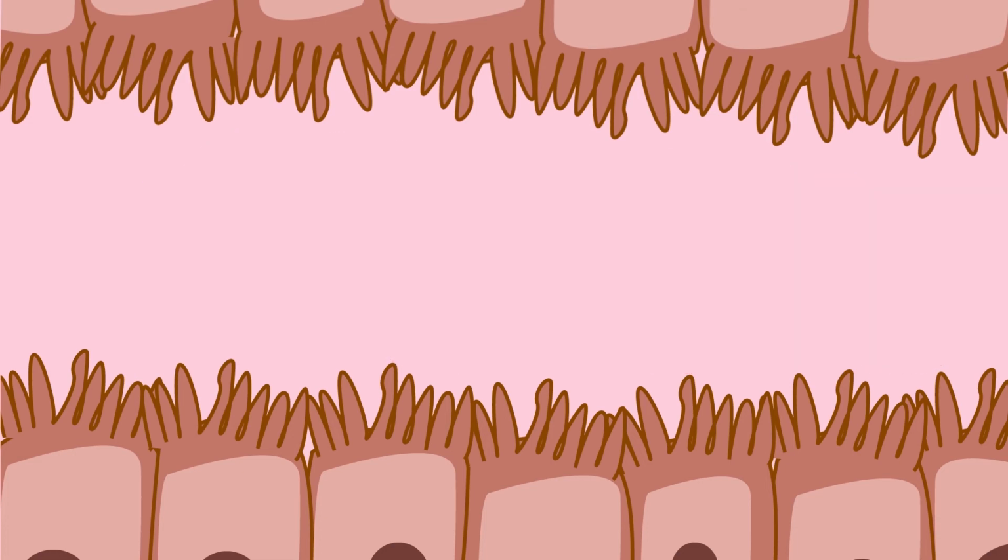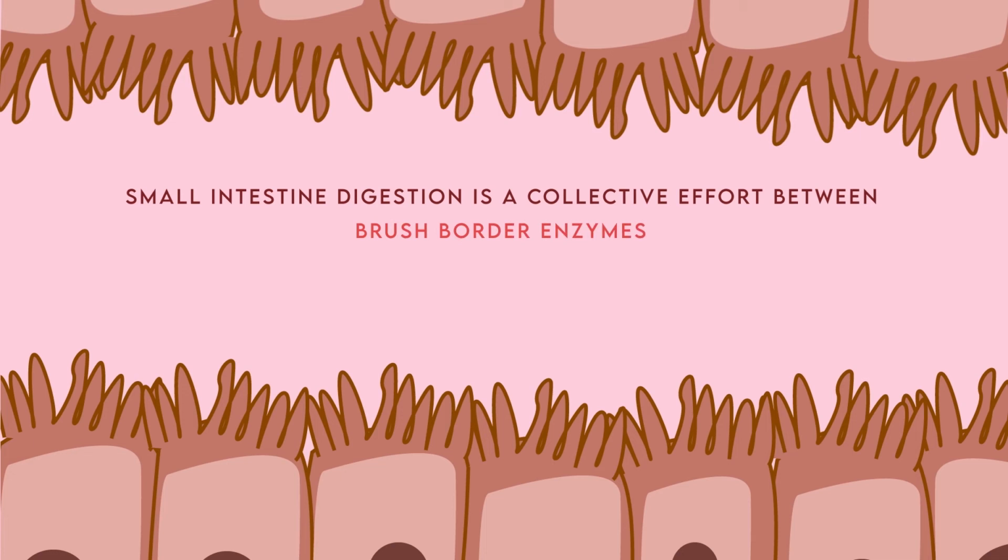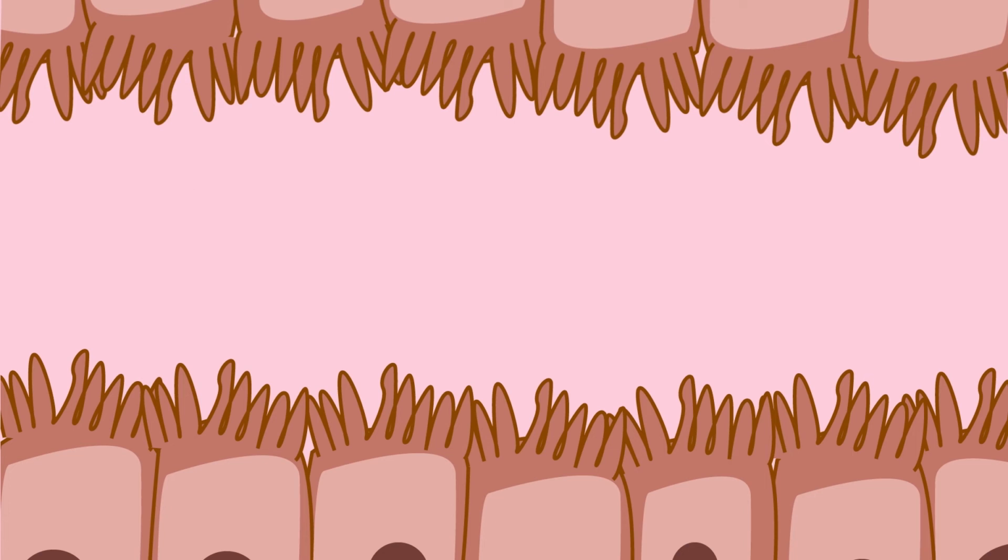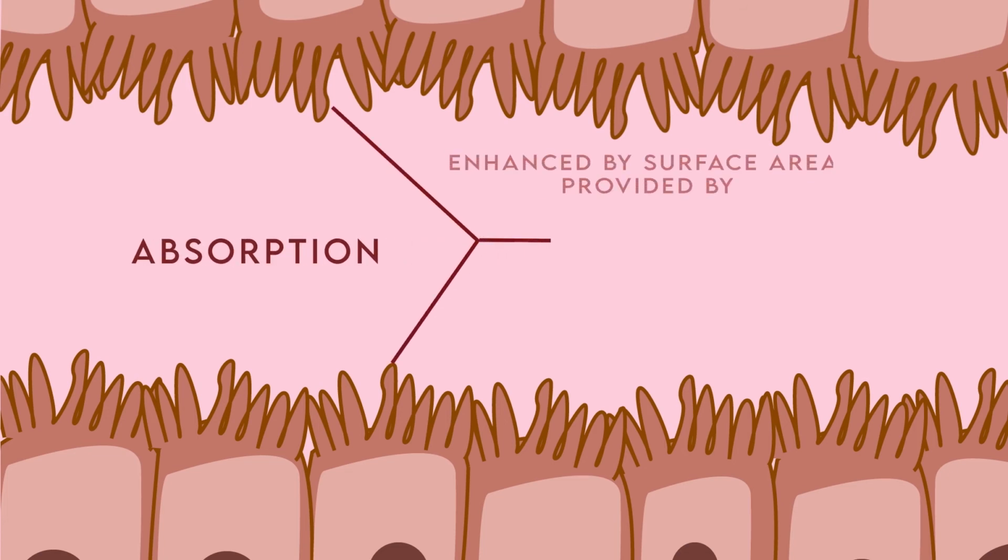All in all, the final digestive processes occurring in the small intestine are primarily through a collective effort of intestinal brush border enzymes, pancreatic enzymes, and bile. What comes after the digestion of food molecules into their small absorbable components is absorption of these nutrients into the bloodstream and lymph. Absorption is enhanced through the immense surface area provided by the intestinal circular folds, villi, and microvilli, but also by a special type of intestinal movement called segmentation.